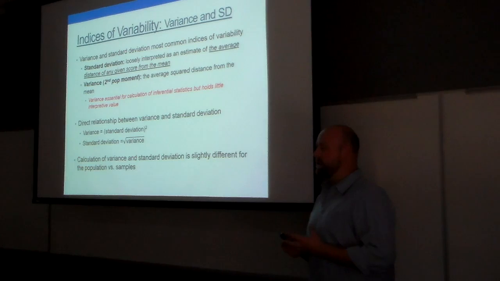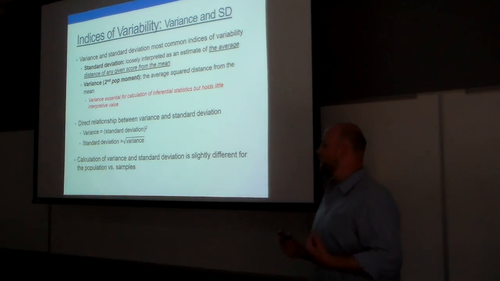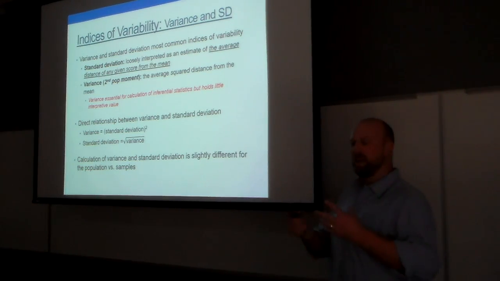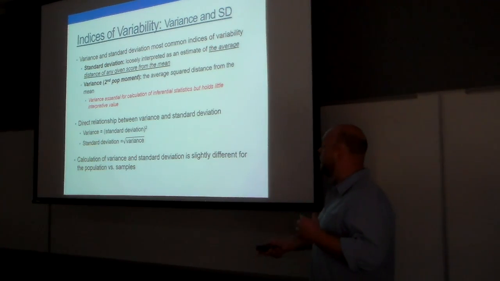But from a conceptual standpoint, we're saying standard deviation is, on average, the distance between any two randomly selected scores, or the distance of any randomly selected score from the mean, right? And then I can visualize that. I can kind of see what that means, right?